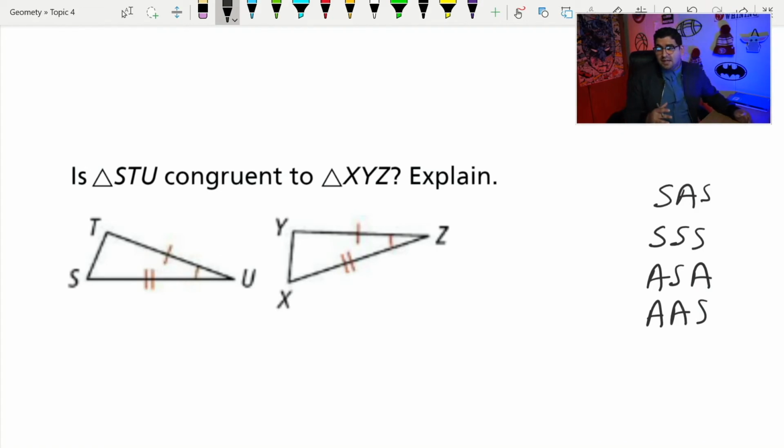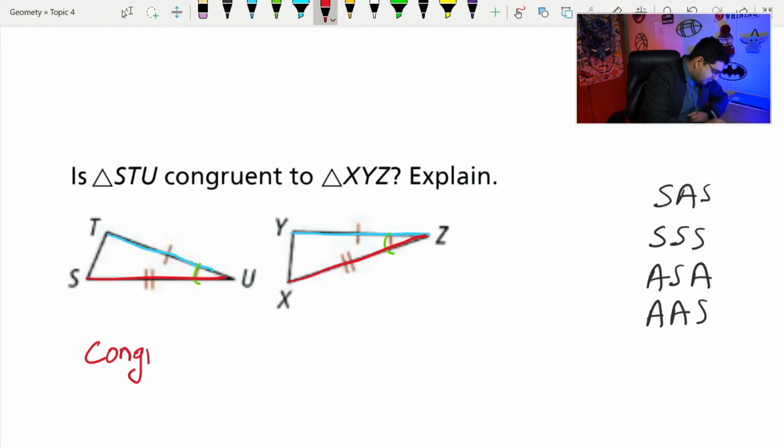So let's see if we can use any of these to prove that these 2 triangles are congruent. So here we have these 2 sides that are congruent. We have an angle in between them. And then we have a final side. So we have a side, angle, side. Is that one of our 4? It sure is. So these would be congruent by side, angle, side. And that's how we prove this.